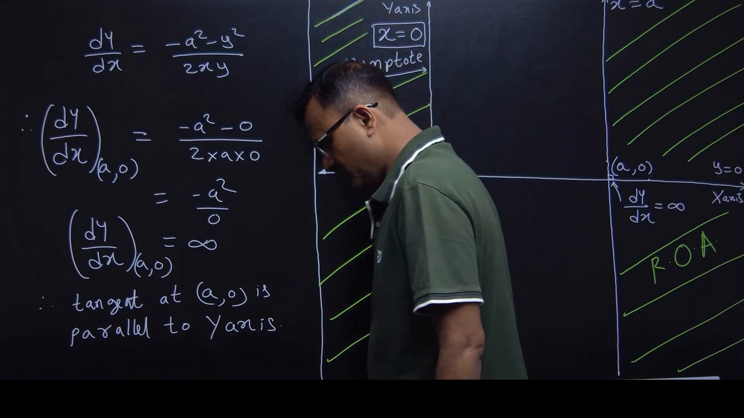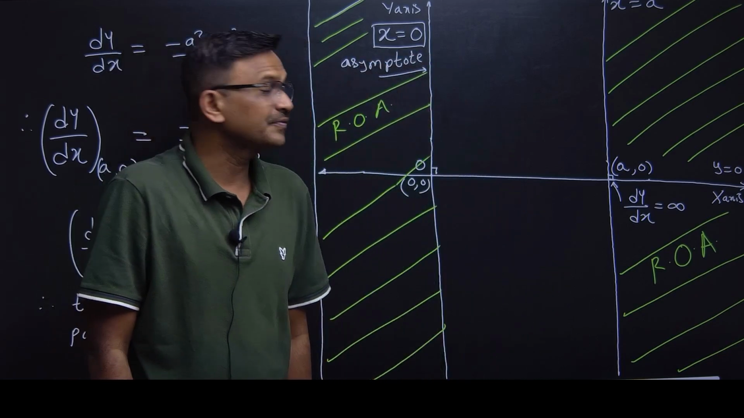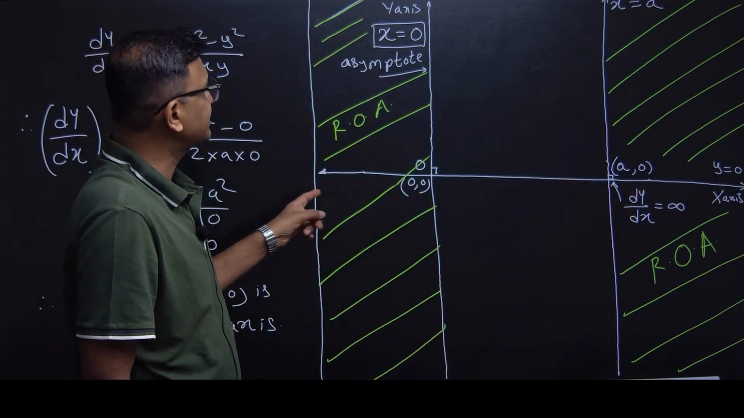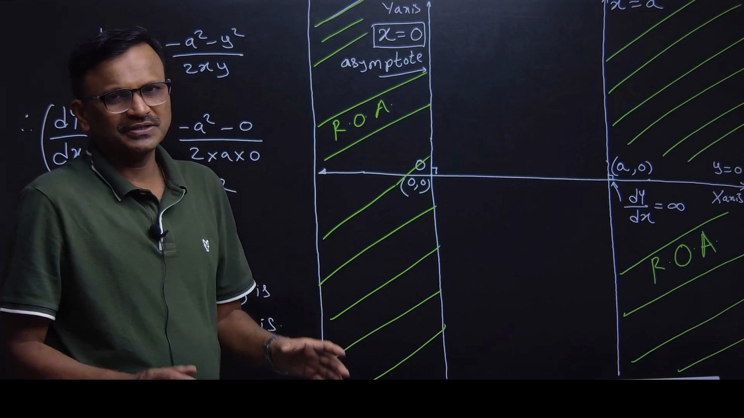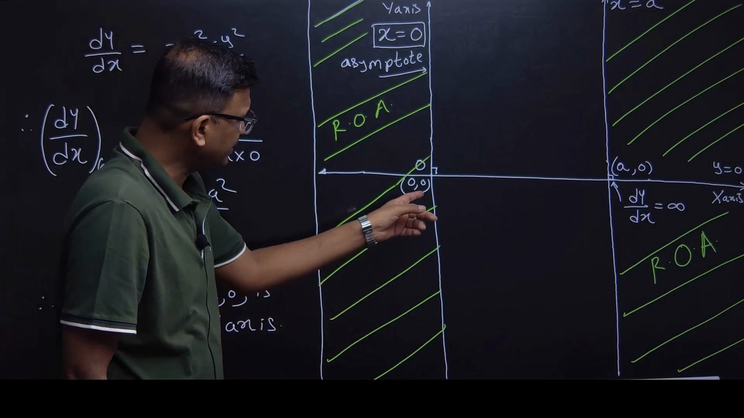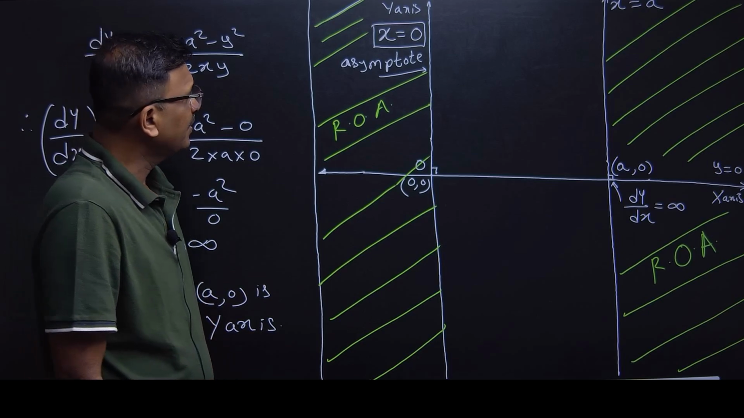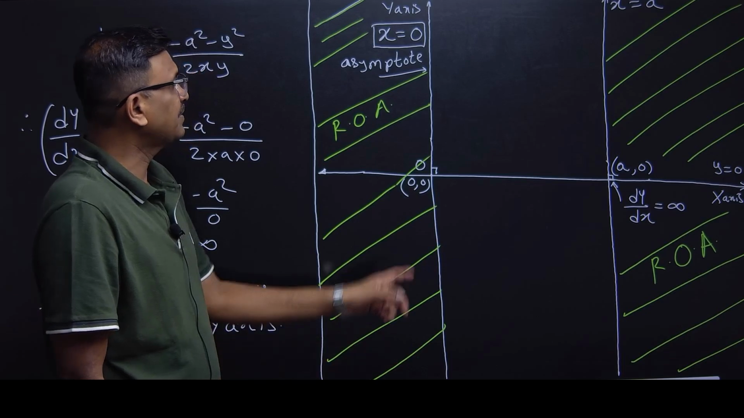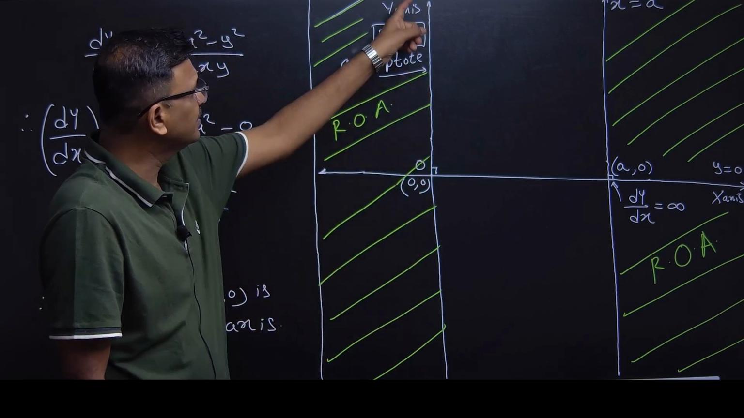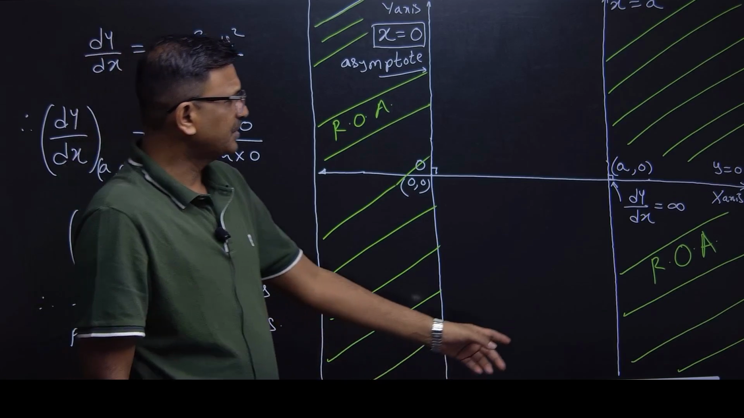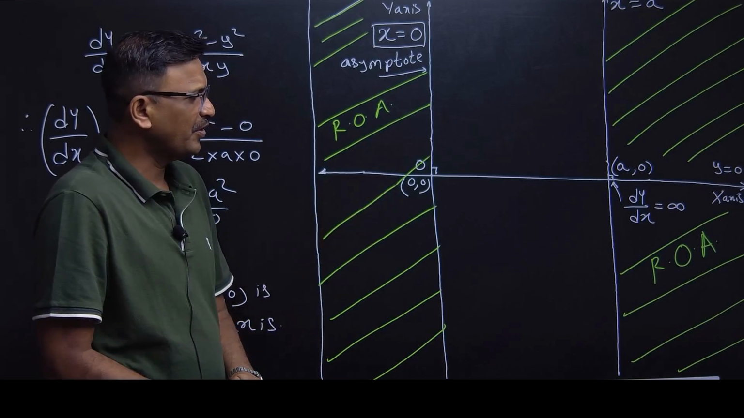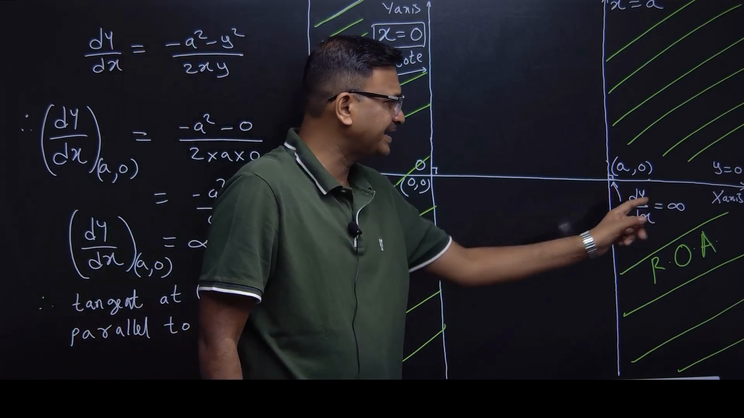Now see what all we have seen for this curve. We have seen that the curve is symmetric about the x axis. See, I have drawn the x axis, y axis. We know that the curve is symmetric about x axis. We know that the curve does not pass through the origin. We have seen that x is 0 is the asymptote to the curve. That means the curve is going to run parallel to the y axis. We know that this point a comma 0 is a special point. The curve is going to pass through that point. Also we know that at that point dy by dx is infinity.